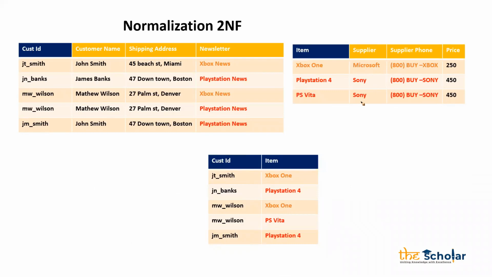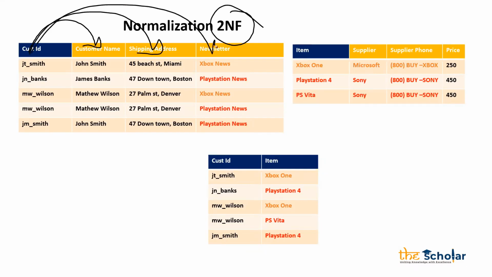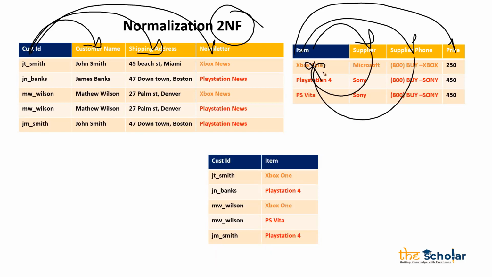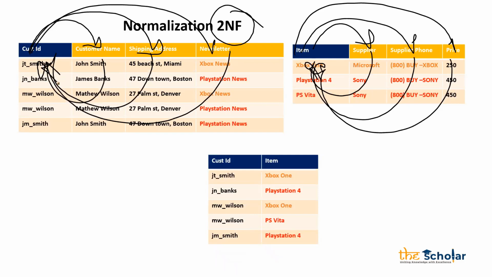So this type of table is also known as a factless fact table. So now from here, I have actually achieved my second normal form, where based on customer ID only, I can find or understand these things, right? Same way from item, I can get the column details: supplier can be understood by item only, supplier phone can be understood by item only, and price can be understood by item only. Same way, newsletter can be understood by which customer opted for which newsletter, shipping address by which customer has which address, and customer name is based on the customer ID. So now I have achieved the second normal form.